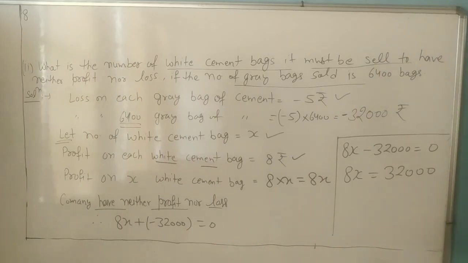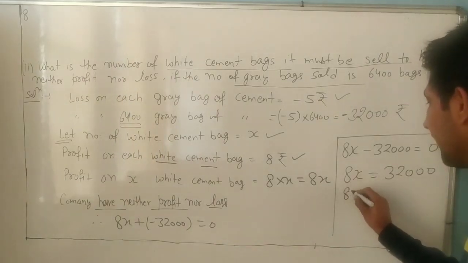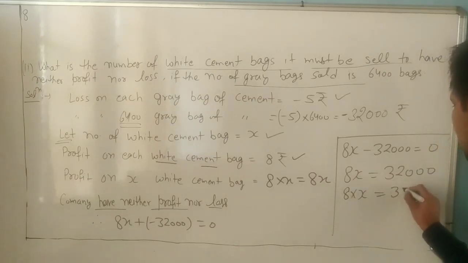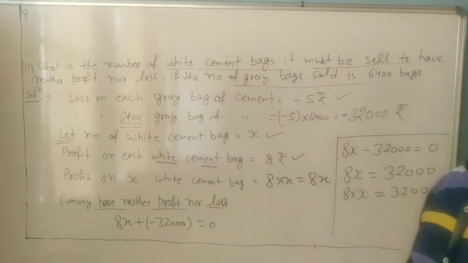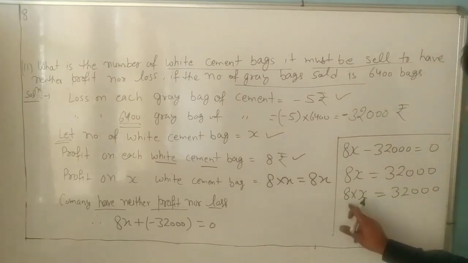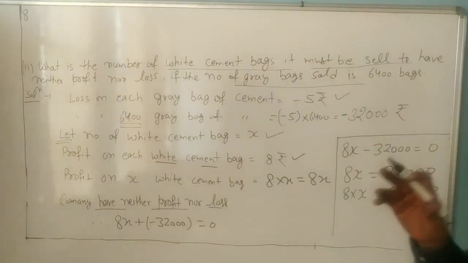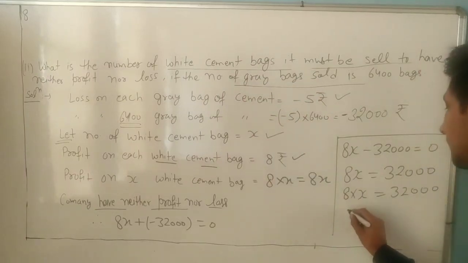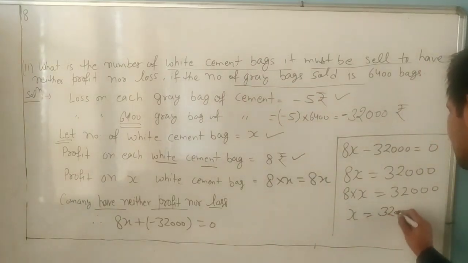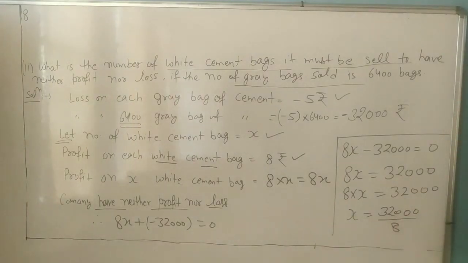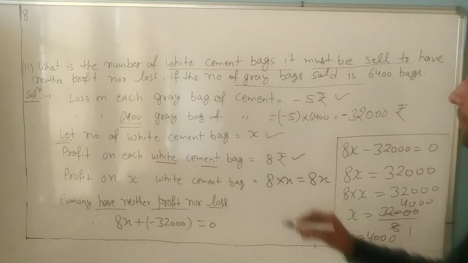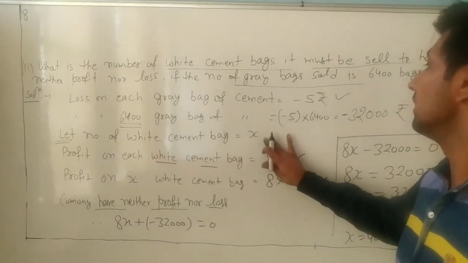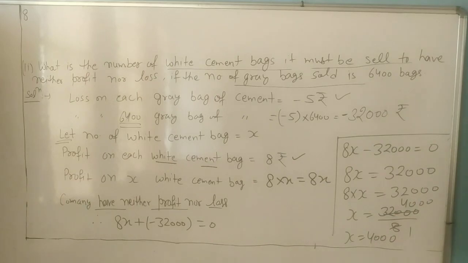Okay dear? And everyone knows 8x means 8 multiplied by x, equals 32,000. Always remember, positive becomes negative, negative becomes positive, and multiplication on one side becomes division on the other side, and division becomes multiplication. 8 is multiplied here, so on the other side it is divided by 8. Now divide: 8 ones are 8, 8, 4, 3, 0. So x is 4,000. So the number of white cement bags is 4,000. Okay dear, understand or not?